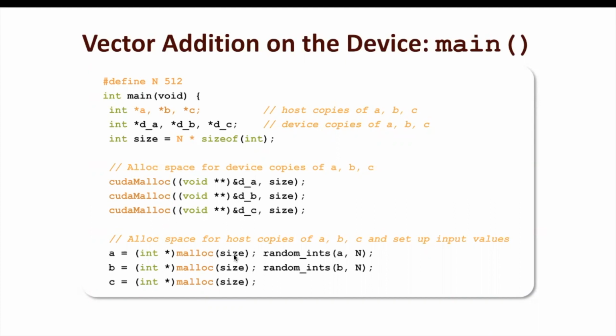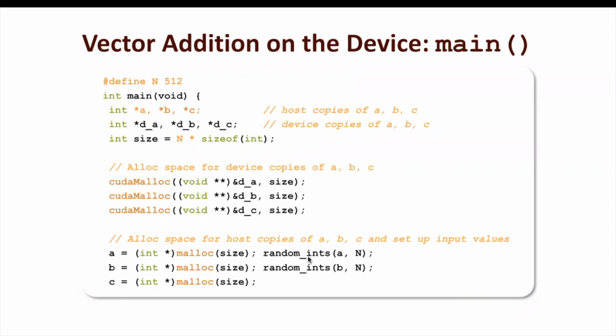So let's see, A, B, C. These are three vectors on the host. So you can use a standard malloc to allocate the memory. Now you can easily see the difference between CUDA malloc and malloc. Malloc is a standard C library, and you can use it to allocate memory. But CUDA malloc is using a little bit different syntax.